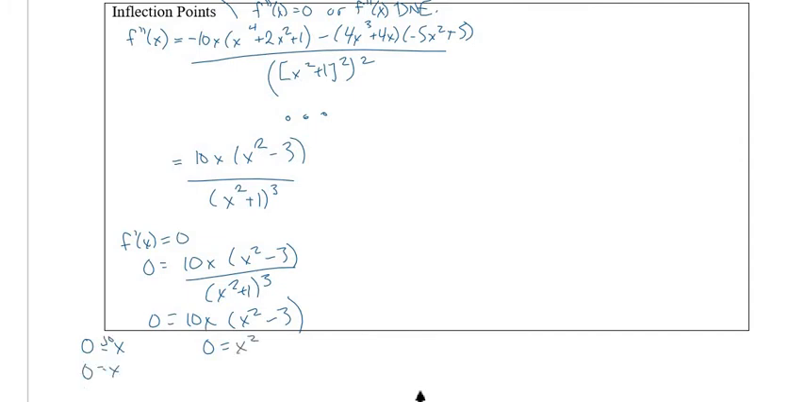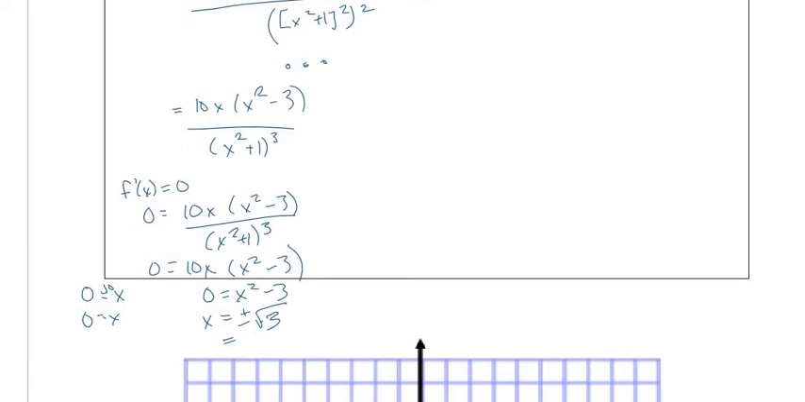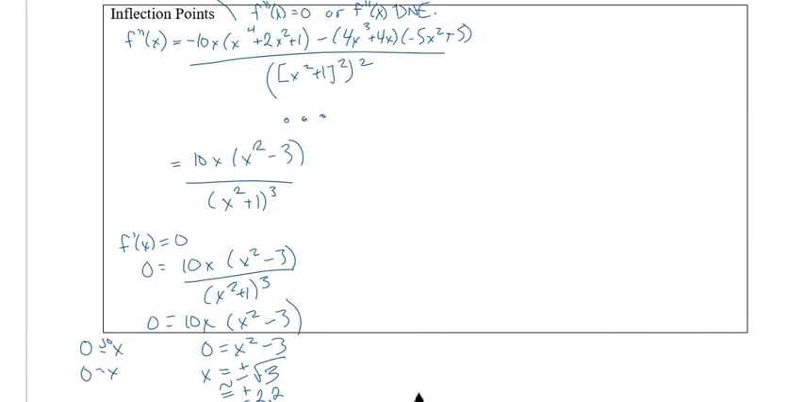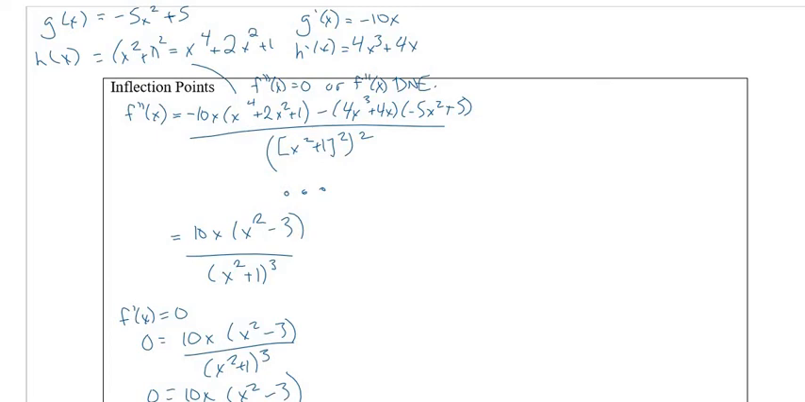Or 0 equals x squared minus 3, which when we rearrange that should work out to x equals positive or negative root 3, or roughly positive or negative 2.2. And in this case, it's okay to use some decimals because we're going to need them for plotting anyways. It's kind of hard to plot root 3. So decimals are okay. So now, before we start making our factor table, let's just check to see if there's any spots that are going to be not differentiable.